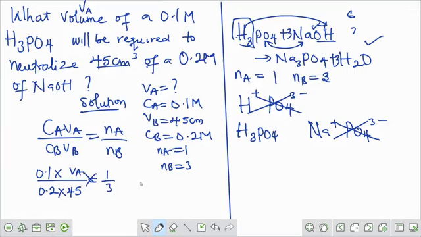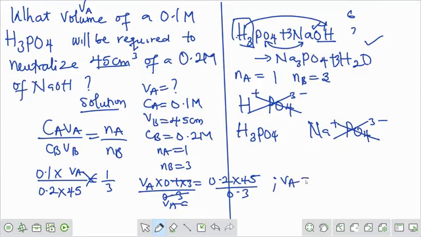Let's cross multiply. We are now going to have Va times 0.1 times 3 is equal to 0.2 times 45, over 0.3. So Va is equal to 0.2 times 45 over 0.3. So we now have 30 cm cube. Our answer for Va will be 30 cm cube. You know that is very, very simple now. That's the volume of 0.1 that will be required to neutralize 45 cm cube. So that's just it. You need to know how to do questions like this.